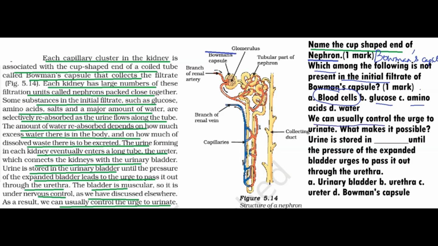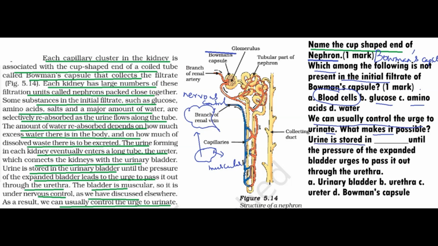Next question, we can usually control the urge to urinate. What makes it possible? We can usually control the urge to urinate because the urinary bladder is made of smooth muscles, so they are muscular. They are under neurologic control, that is, brain controls them. So that's why, since the urinary bladder muscles are under nervous control, we can usually control the urge to pass out the urine through the urethra.